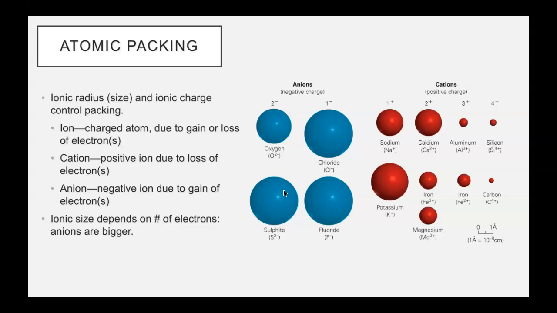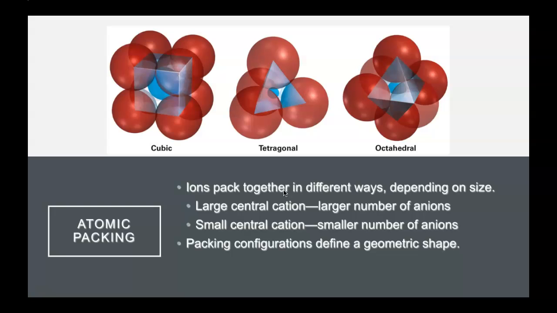Notice the anions, because they're so big, sometimes define the atomic structure, and then the cations kind of pack around those anions. All right, so here's three different geometric shapes. On the left is a cube, in the middle is a tetragonal, kind of a pyramid, and then an octahedral where you've got two pyramids stuck together.